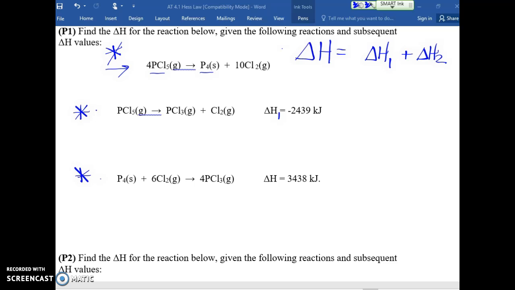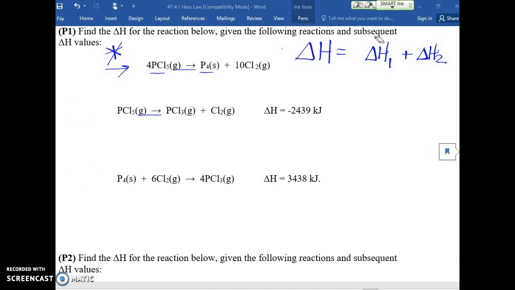Now, it could happen, guys, that these already might be rearranged, in which case there would be no changes to make, and you would simply add up those two numbers. That's possible. Is it likely? No. Would you see it on a test? No. But I do want to tell you it's possible.